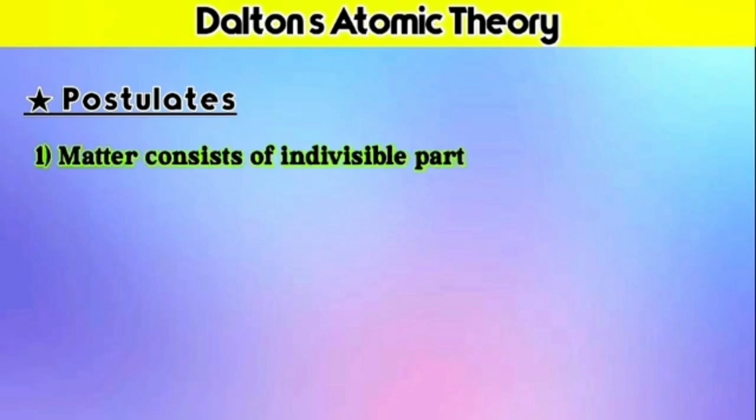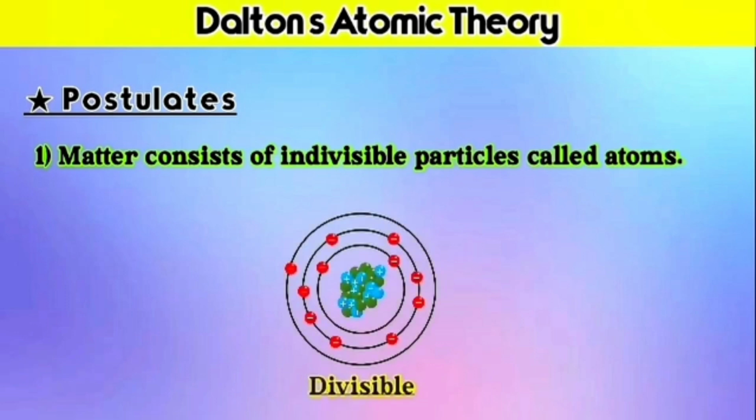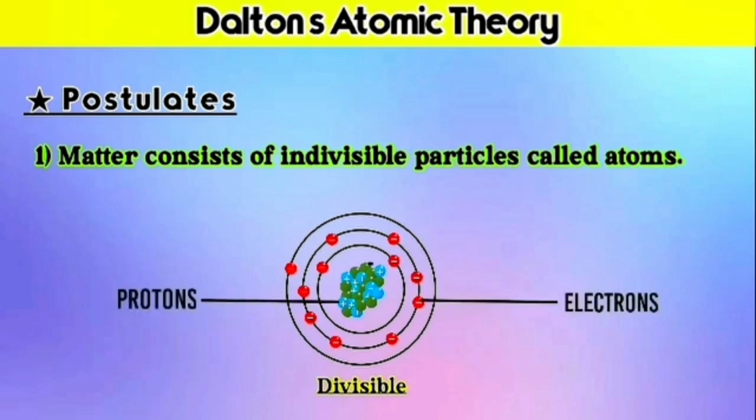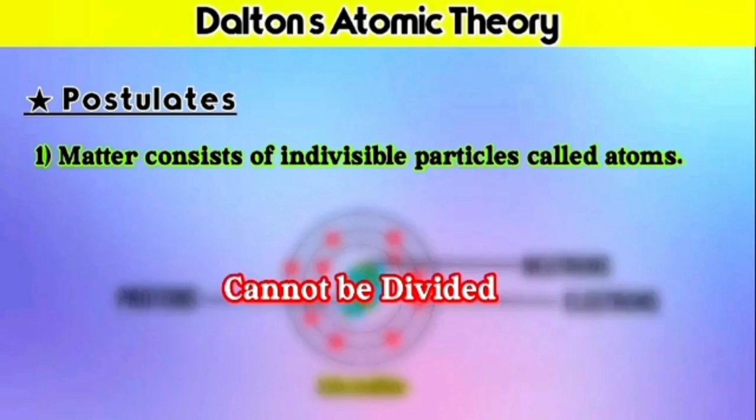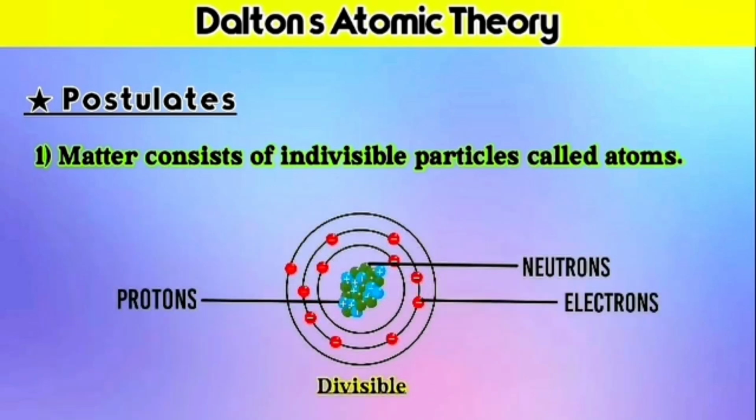The first postulate is: matter consists of indivisible particles called atoms. Currently you already know that an atom is divisible, meaning it can be divided into three subatomic particles, which are electrons, protons and neutrons. But at that time, Dalton said that matter is made up of particles which cannot be divided. But later on, it was proved wrong. Therefore, it was a major drawback of Dalton's atomic theory, although we will talk about its drawbacks after completing all the postulates.